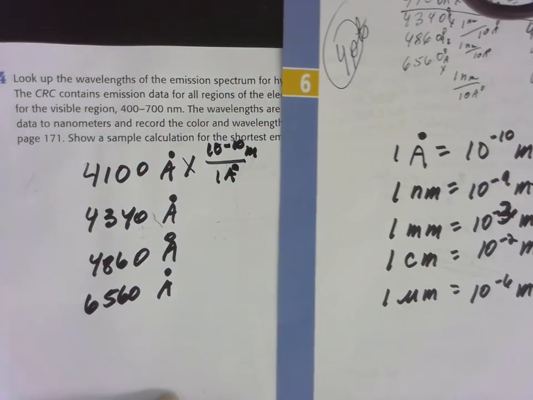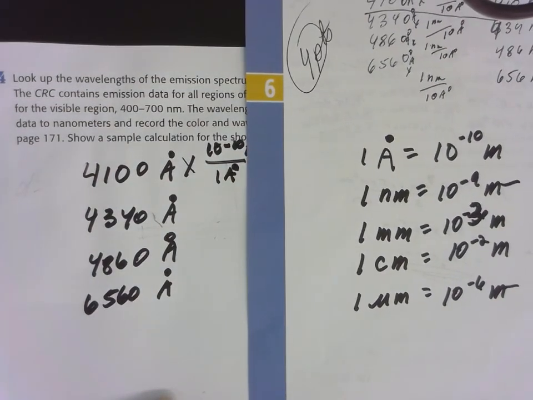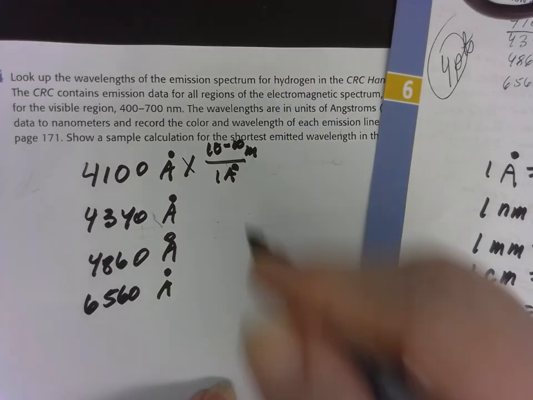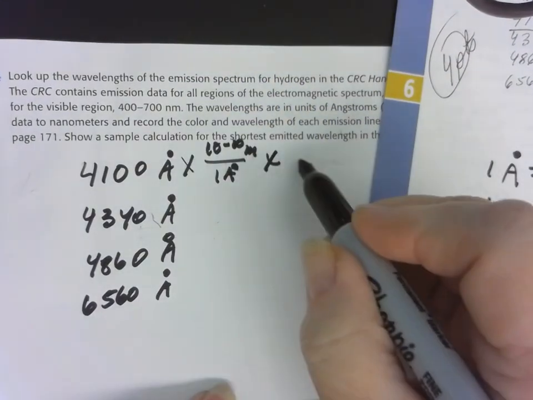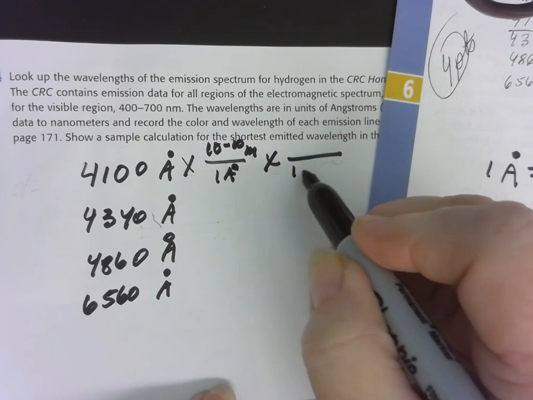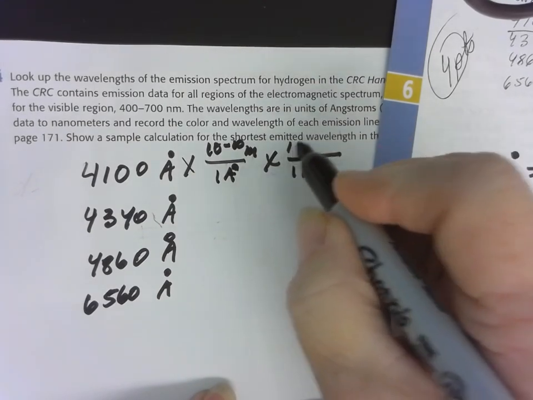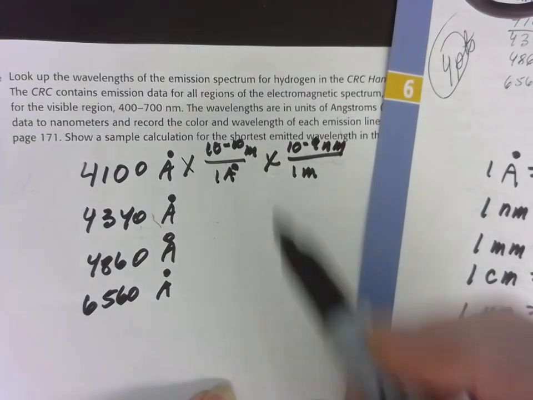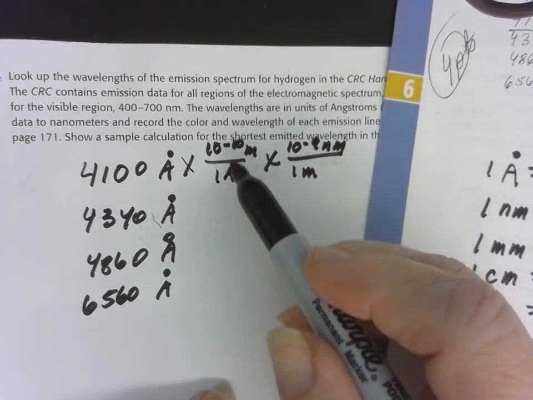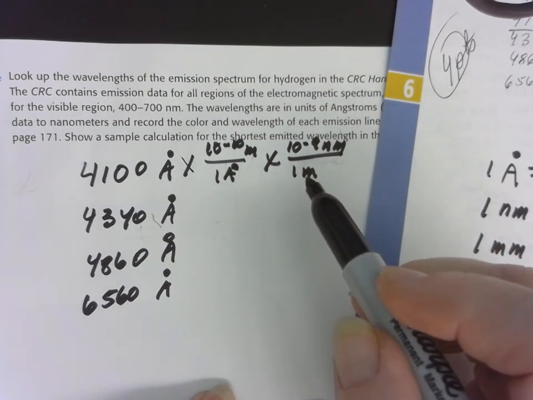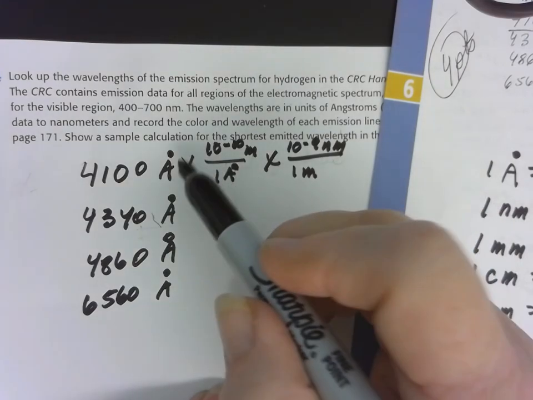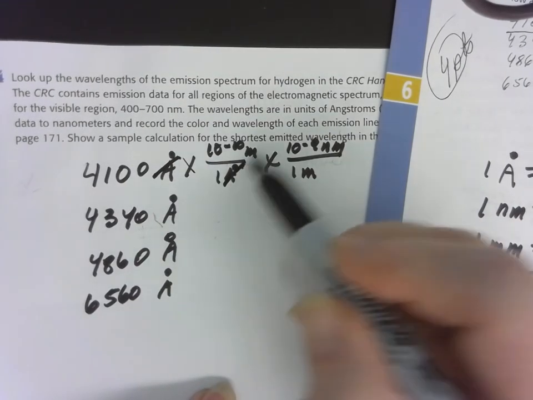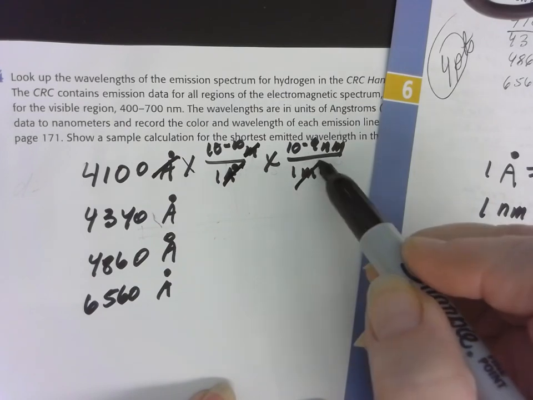Now I look and I see, what is a nanometer? It's 10 to the negative 9 meters. So I want to get rid of my meters, so I put 1 meter here, and I put 10 to the negative 9 nanometers here. So these are what they equal. These are conversion factors, and this is going to be used in dimensional analysis. Then I can cross through the angstroms, and I can cross through the meters.